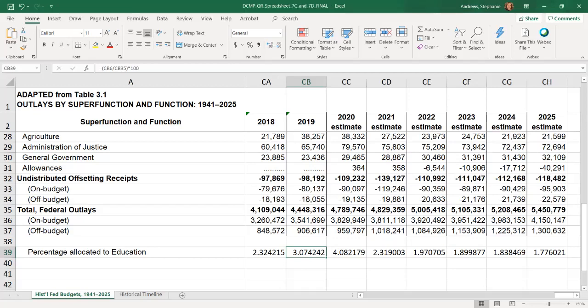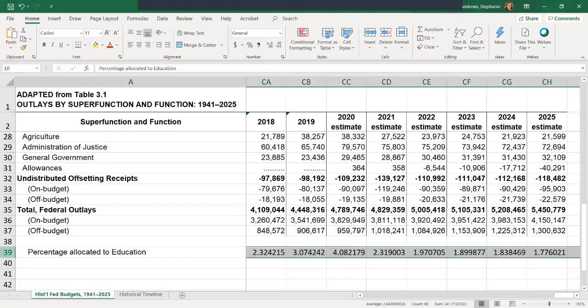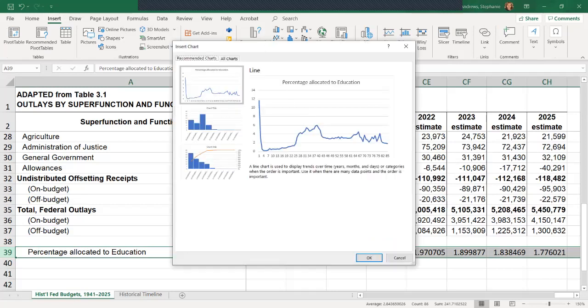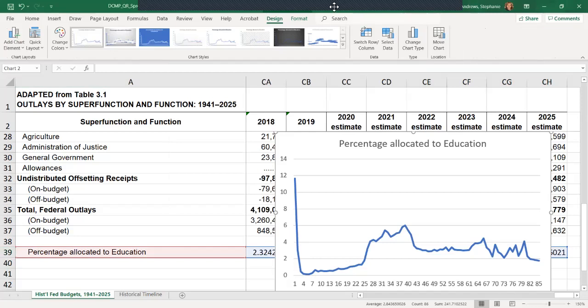But part B says create a graph. And then it wants us to talk about some interesting features of this graph. So I'm going to go over here and click on 39, the whole row. And I'm going to click on insert at the top and then recommended charts. And so I am hoping that you all can see what I see, this percentage allocated to education. And it's kind of interesting how they've got the horizontal axis, but if it's starting in 1941, it would be good if I added that comment to my chart to say that 1 is 1941. And then it goes on from there, and I would have to keep adding.